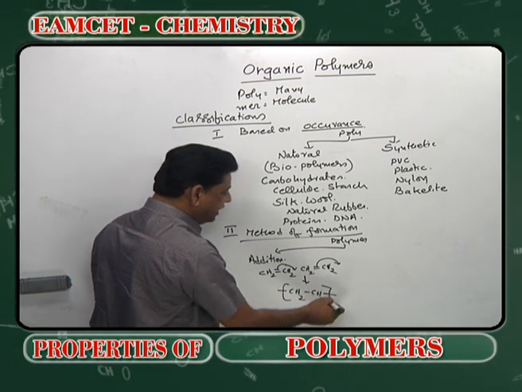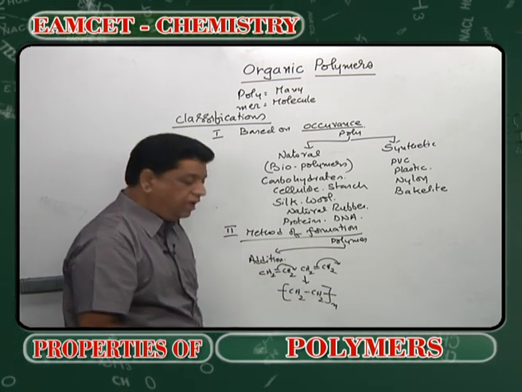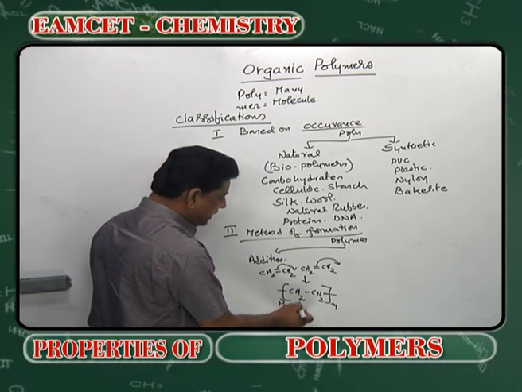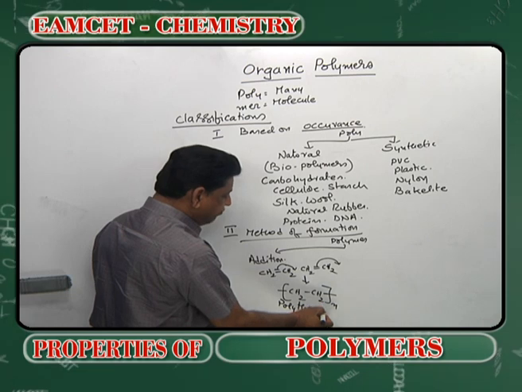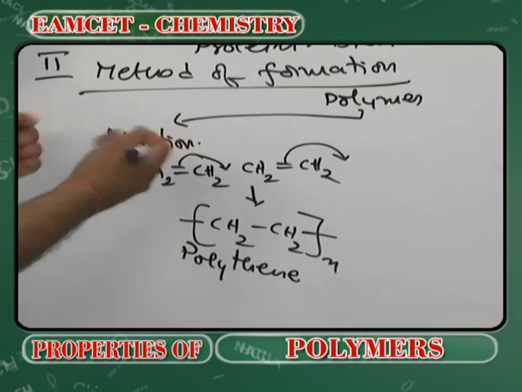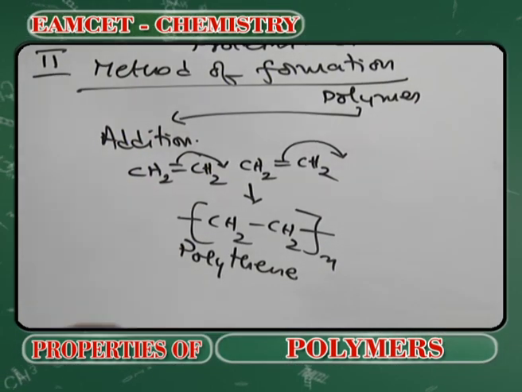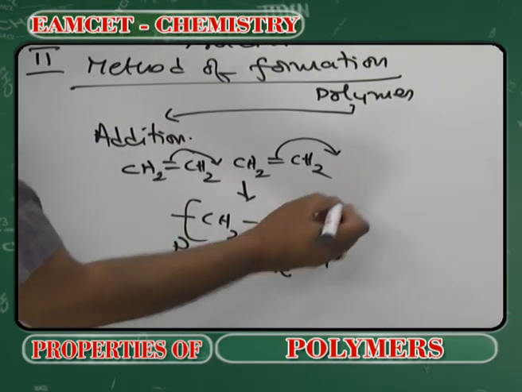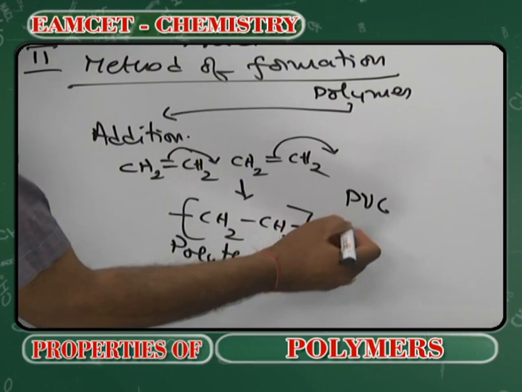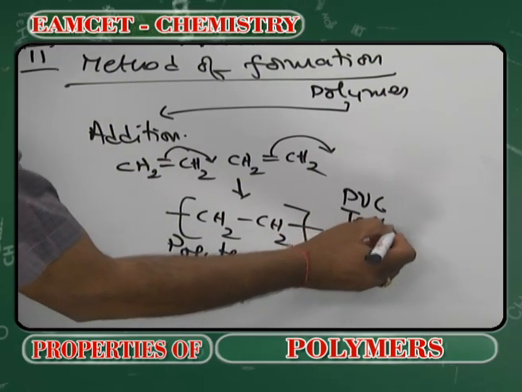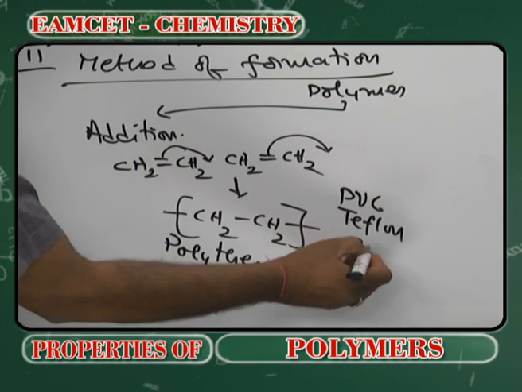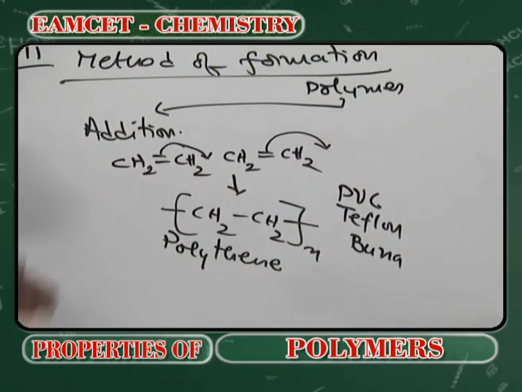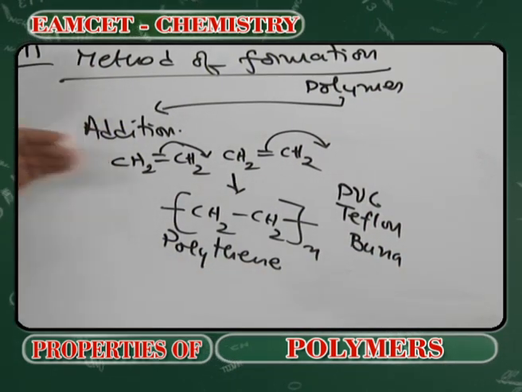N number of ethylene molecules are joined. This is called polyethylene, or commonly polythene. So polythene is formed by adding the molecules, that's all. Examples of this type are PVC, Teflon, Buna rubber and so on, several polymers based on the addition method.